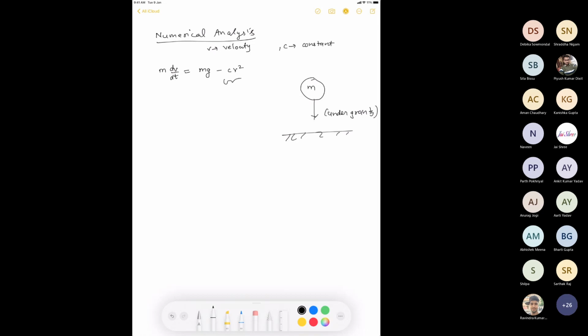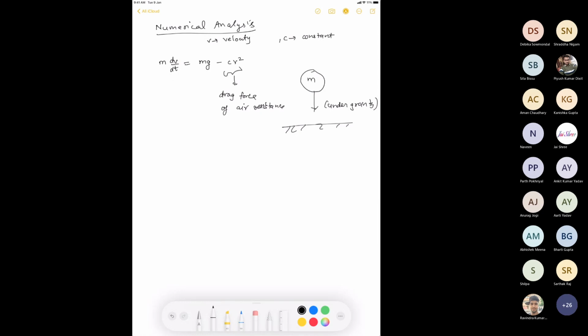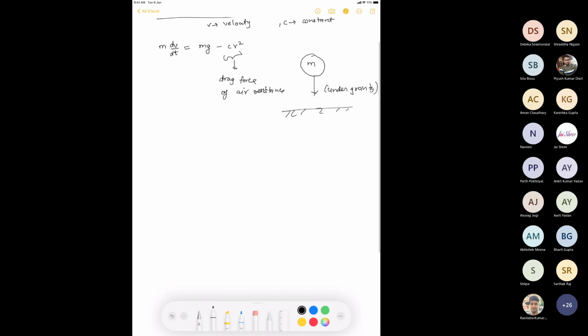Okay, so this is nothing but the drag force because of the air resistance, right? So this is one simple example, but there are plenty of phenomena in real life which, when you have to formulate them as a mathematical model, give many complex mathematical models. So what we are interested in is solving these mathematical models, right?